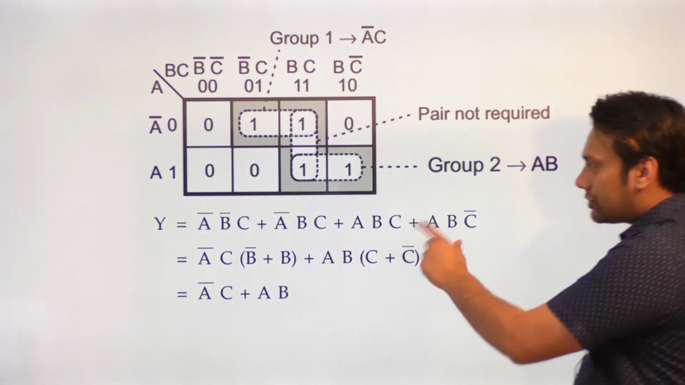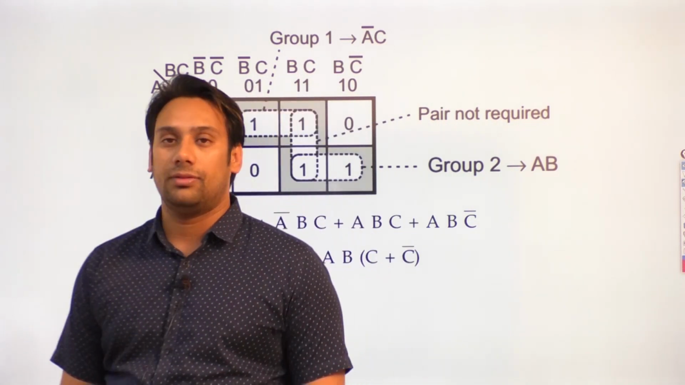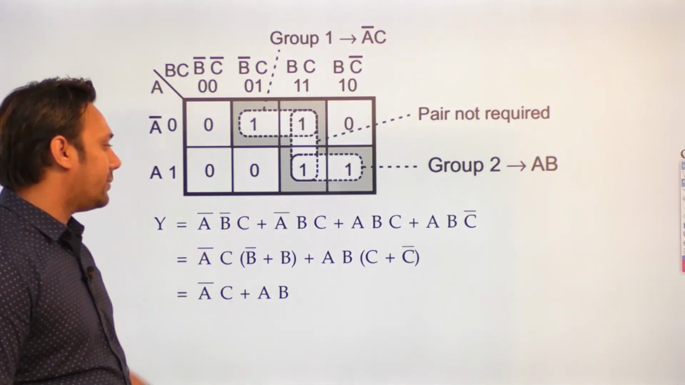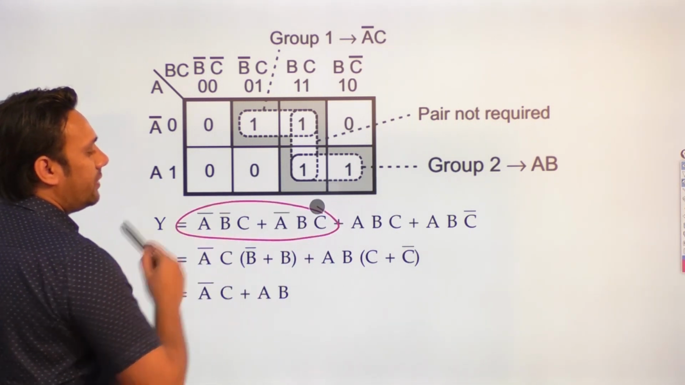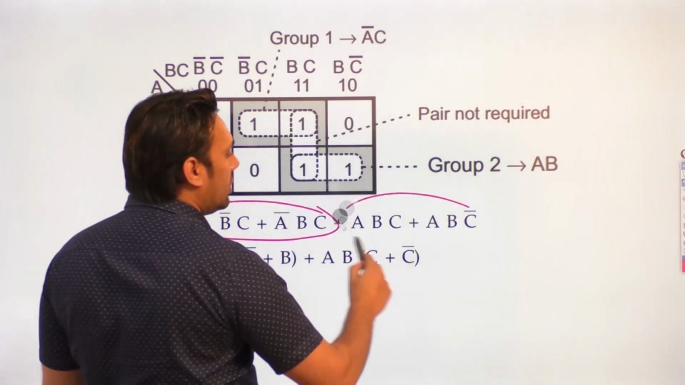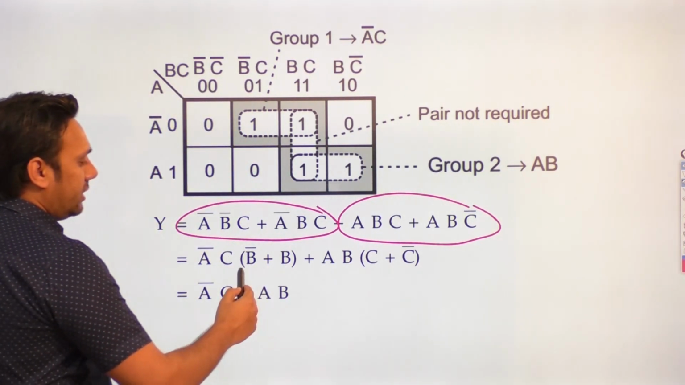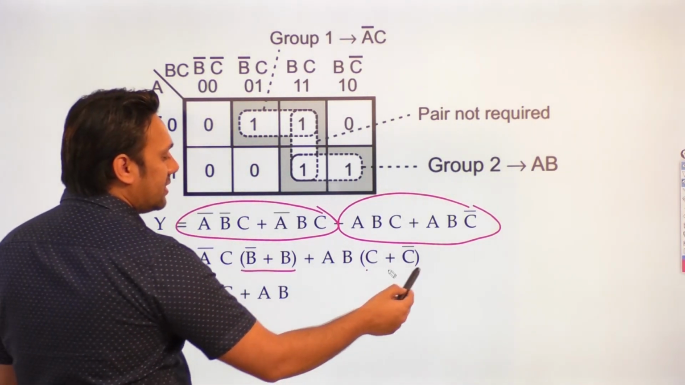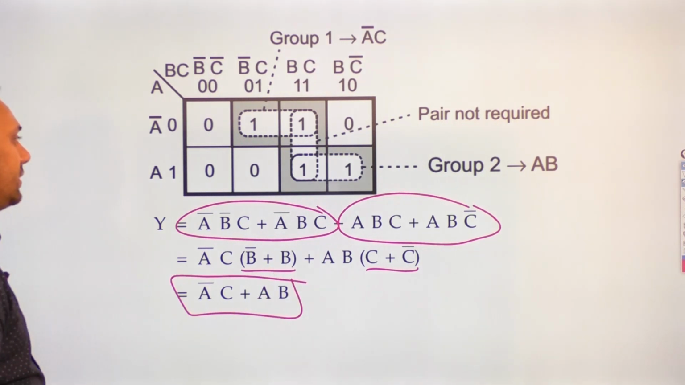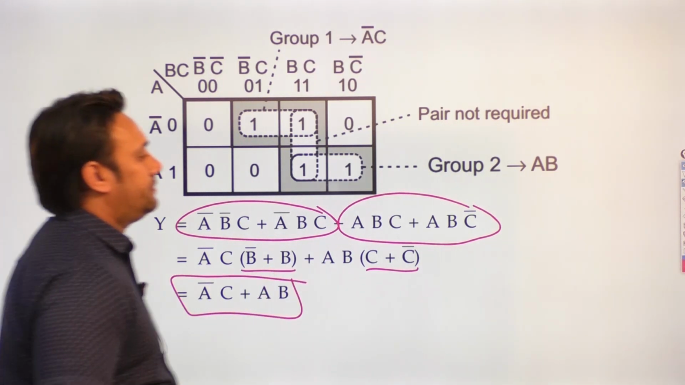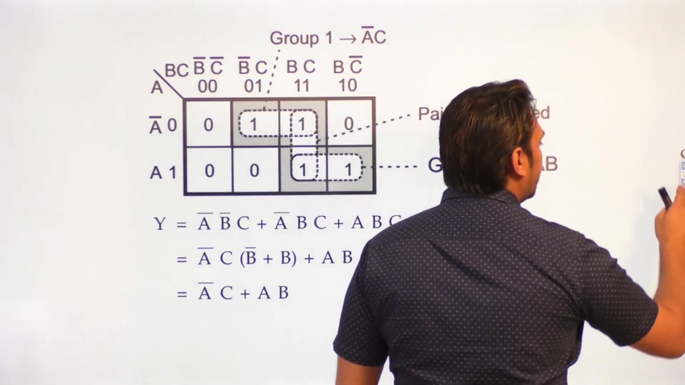Okay, if you solve the same expression using Boolean rules, how can you do it? From these two I can take A complement C as common, from these two I can take AB as common, and then B plus B complement is 1, C plus C complement is 1, therefore the solution is A complement C plus AB.